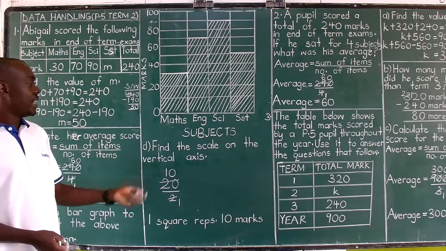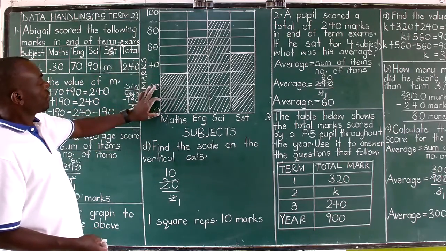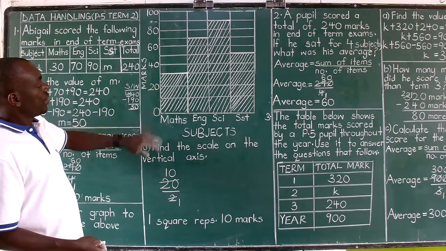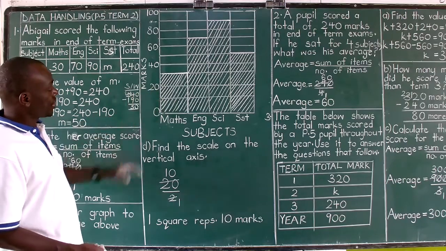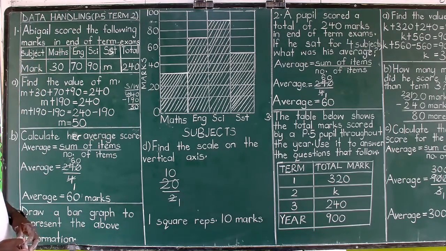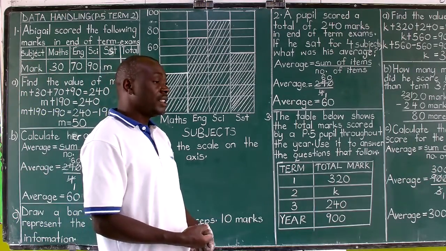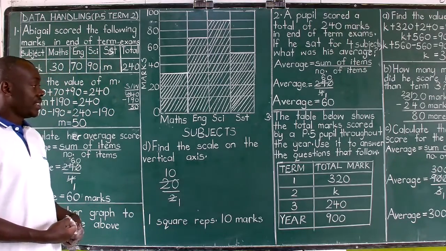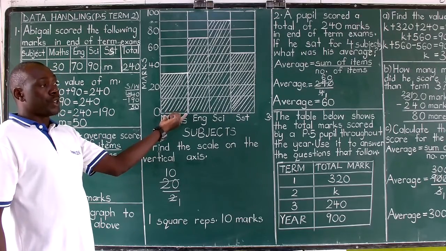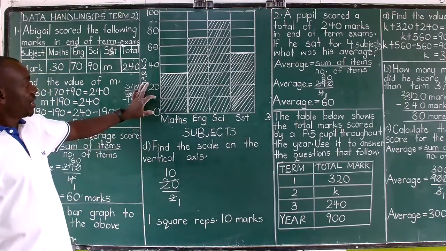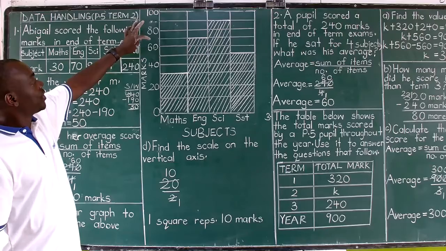Then part D, find the scale on the vertical axis. So here this is the vertical one, so it's already 10. So 10, 20, so 1 square or 1 unit represents 10 marks. So 1 square or 1 unit represents 10 marks, and that is the scale. Whereas horizontally, 1 square or 1 unit represents 1 subject. But here it is 10 marks. That's why you can count 10, 20, 30, 40, 50, 60, like that.